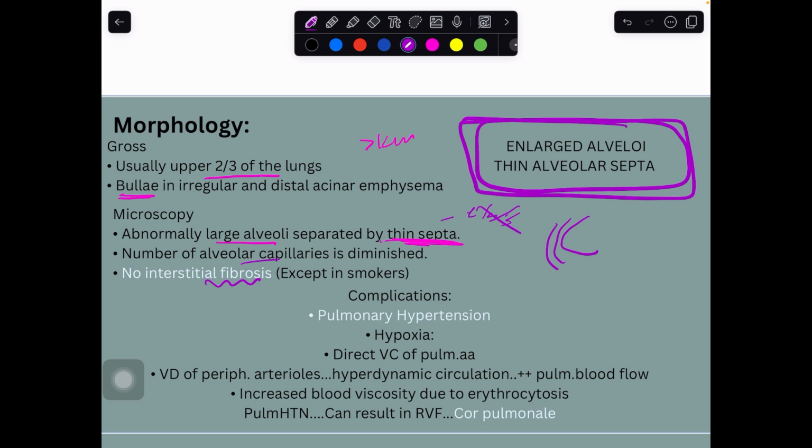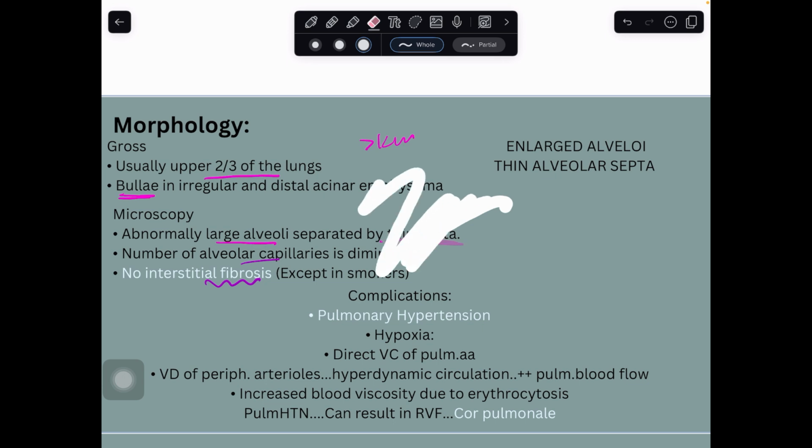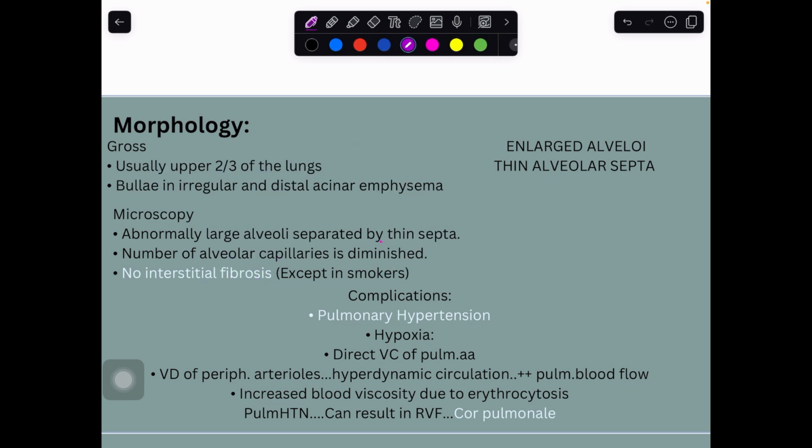One of the complications of emphysema is pulmonary hypertension, because of many reasons. One of the main reasons is the hypoxia that occurs. With hypoxia, the body tries to counteract it by causing vasoconstriction of my pulmonary arteries. It will try to vasodilate peripheral arterioles. When there's vasodilation in the periphery, more blood flow will be passing inside the pulmonary circulation. And imagine there's more blood flow and it is already constricted. This is going to increase pressure.